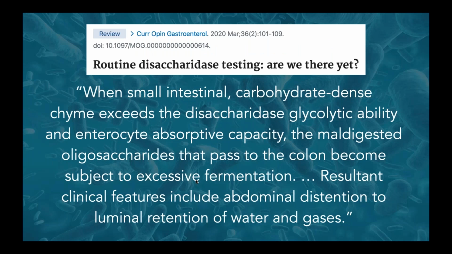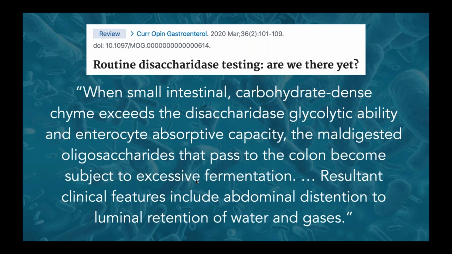All right, so this is just an excerpt from a recent article having to do with disaccharidases. And in this article, they say when small intestinal carbohydrate-dense chyme exceeds the disaccharidase glycolytic ability and enterocyte absorptive capacity, the maldigested oligosaccharides that pass to the colon become subject to excessive fermentation. Resultant clinical features include abdominal distension due to luminal retention of water and gases. So yet another potential contributor to these common symptoms.